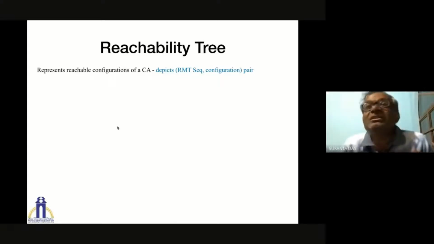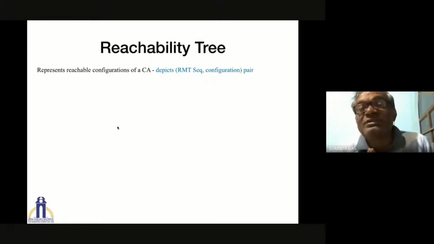Now come to the reachability tree. We have discussed all the background knowledge required to define this tree. Reachability represents the reachable configurations of a CA, actually a finite CA. It represents only reachable configurations.